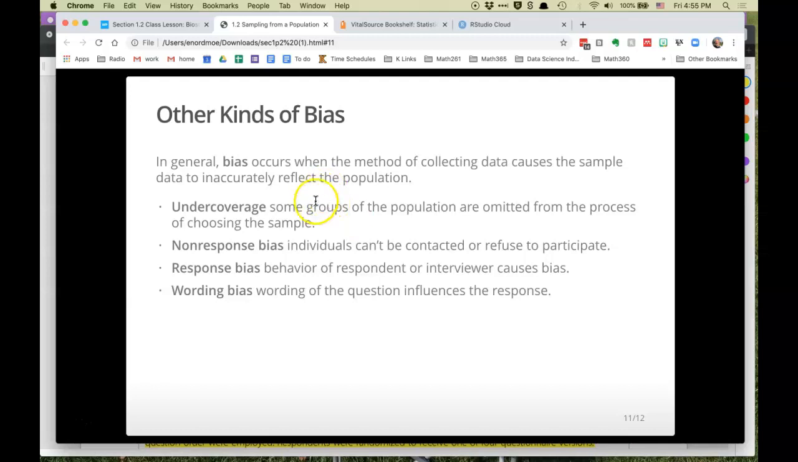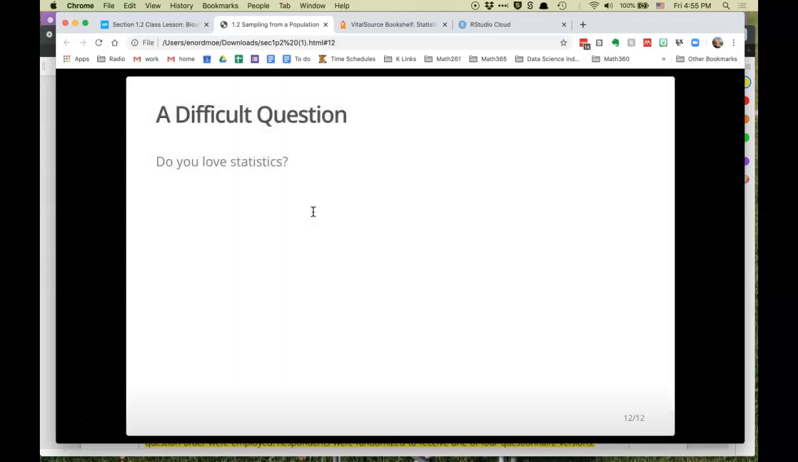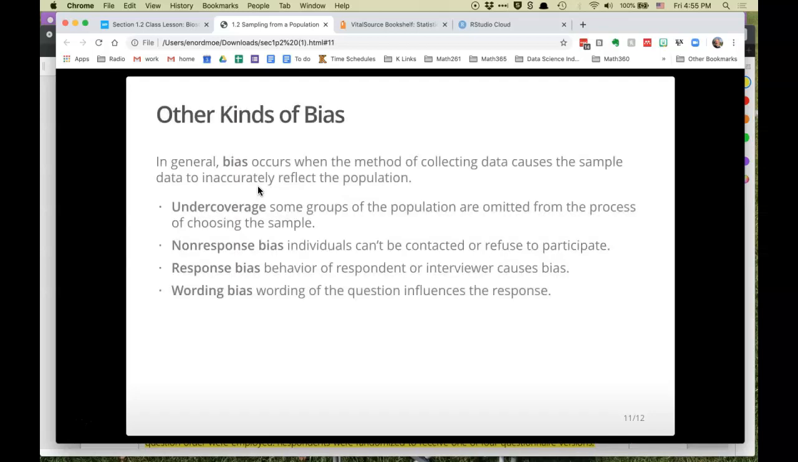So I'll let you work on that on your own, to think through what forms of bias you might find, and feel free to drop me a note and see what you found in terms of bias in asking that way. All right, I think we'll wind it up here.